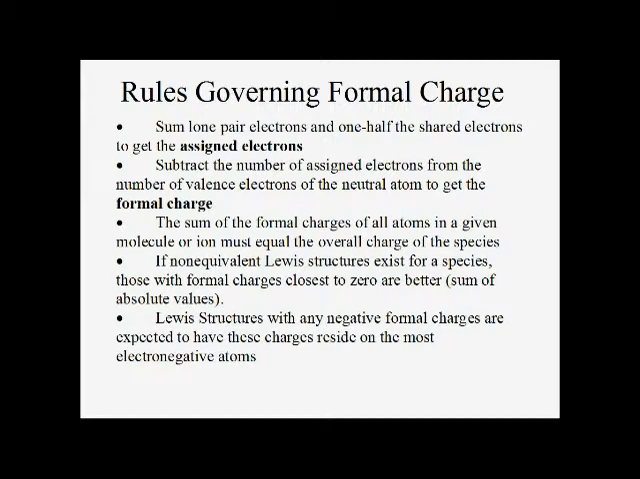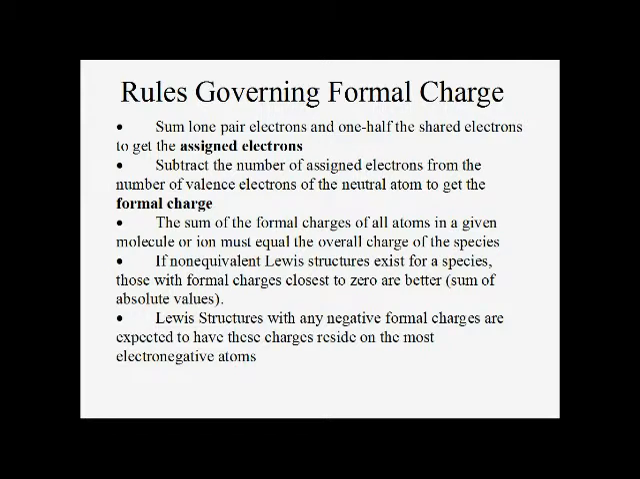To pick the best Lewis structure, we're going to pick the Lewis structure that has the values closest to 0. So if you do the sum of the absolute values, you want that value to be the closest to 0. So if all the formal charges are 0, that would be the best Lewis structure. But otherwise, we sum the absolute values to see which is closest to 0.